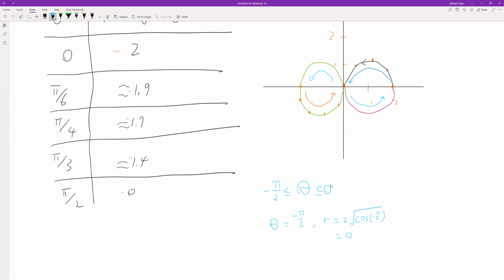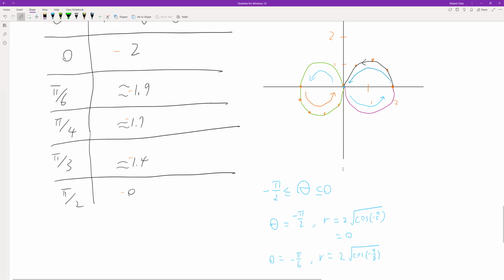That means when theta is negative pi over 2, you are also back at 0. But that actually doesn't tell us anything about the rotation. So let's pick another one. Let's say negative pi over 6, right? And r is 2 times cosine of negative pi over 6.